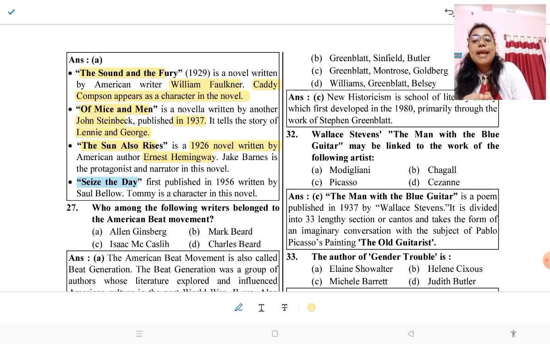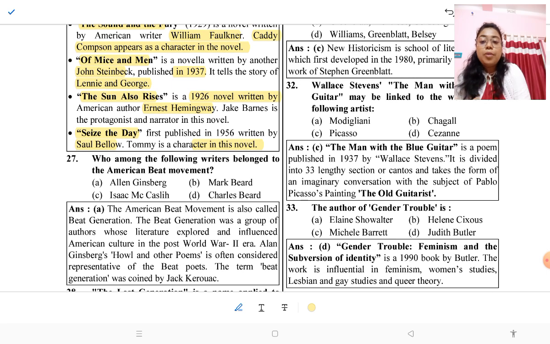Then Seize the Day was first published in 1956 and it is written by Saul Bellow. Tommy is a character in this novel. So here you see that John Steinbeck is a Nobel laureate, Ernest Hemingway is a Nobel laureate, and Saul Bellow was also a Nobel laureate. And William Faulkner also is a Nobel laureate. So these are the famous works by them, and here you have to match the character with the novel. So you have to know the summary of these novels.